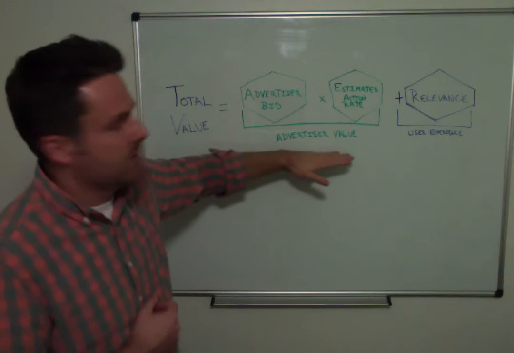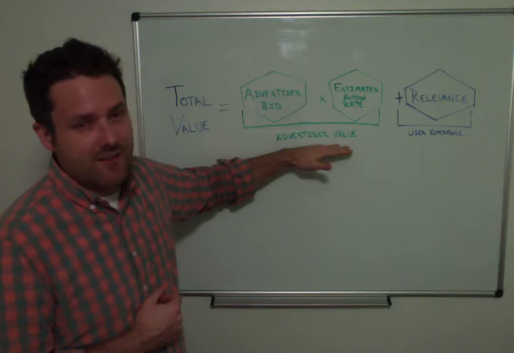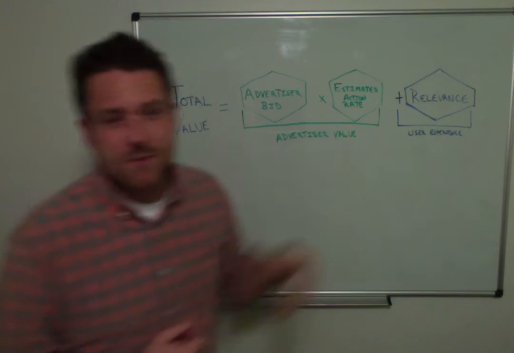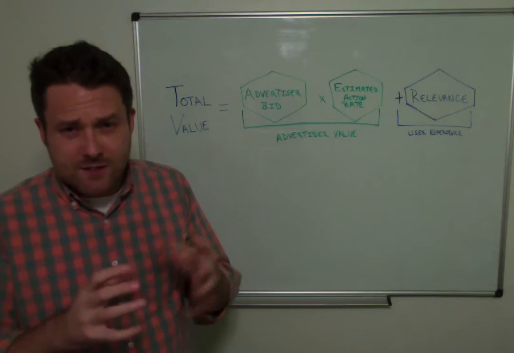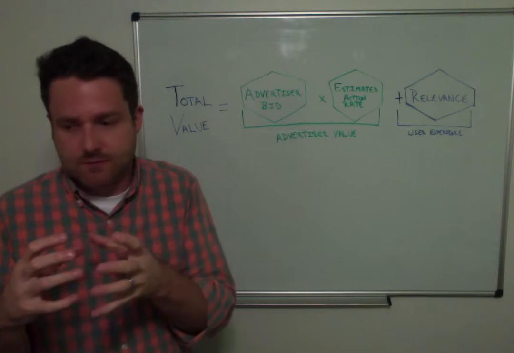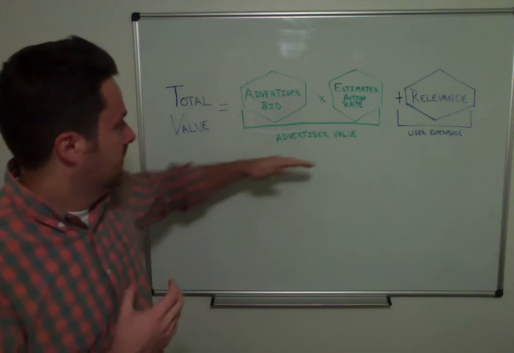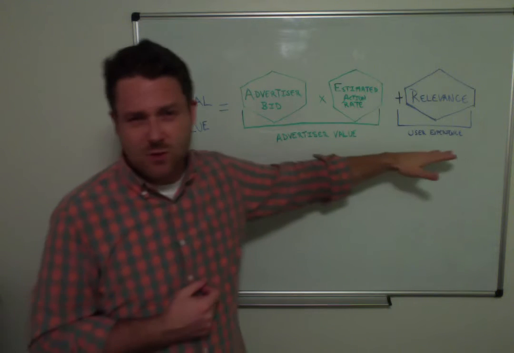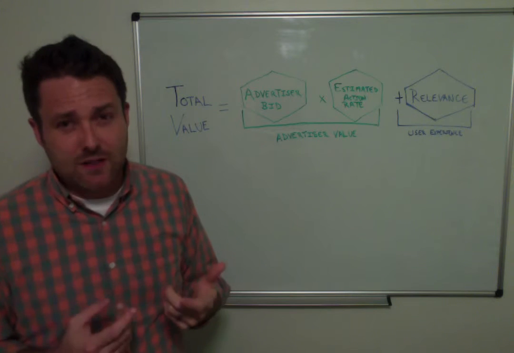As you can see down here, what I've written is these two components are in green. They represent the advertiser value. And over here in the blue is the user experience. That's something that Facebook holds near and dear to their heart, right? Balancing those two factors. They want to develop good tools and add value to the advertisers who are spending money on their platform, but they also don't want to wreck their user experience, right?